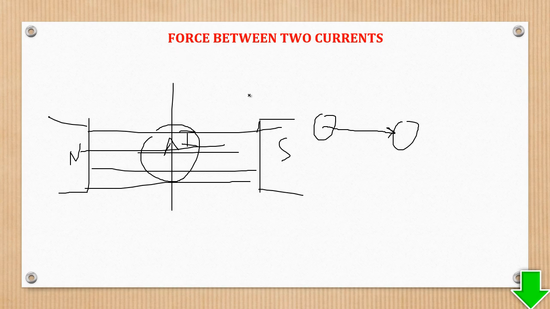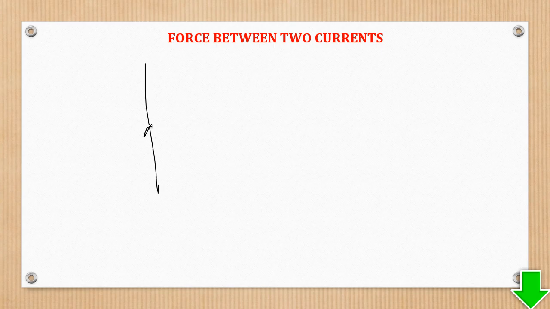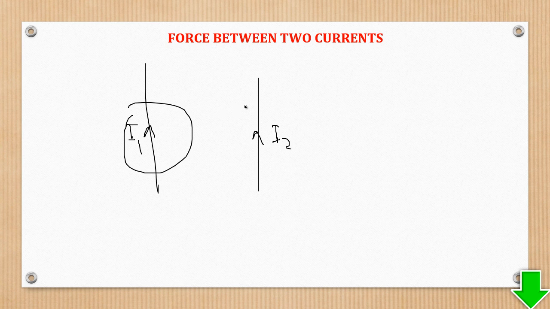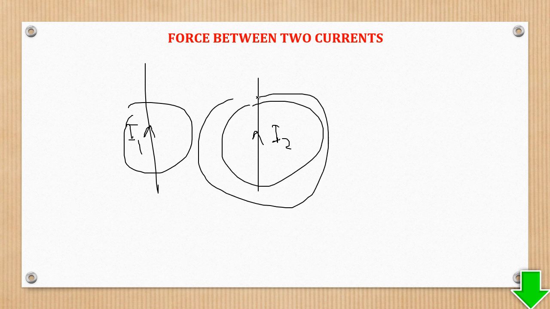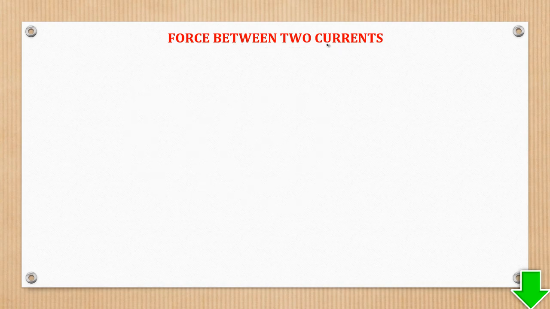So in short, a force will always be there whenever there are two magnetic fields. What does that mean? It means that even in this case, if I have two current carrying conductors, one with current I1 and another with current I2, this one will generate a field, and this one will generate a field, meaning that these two fields will interact. And because each time two fields interact there should be a magnetic force, that's where our heading comes from, force between two currents.